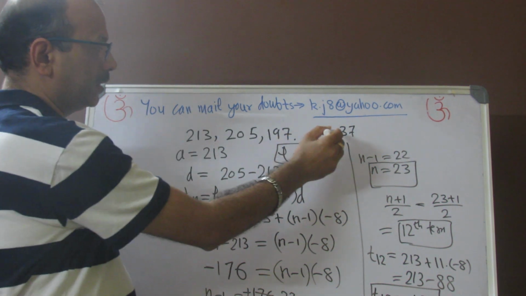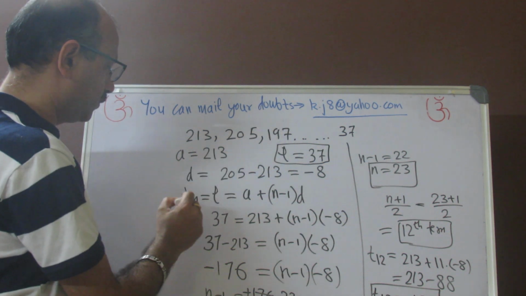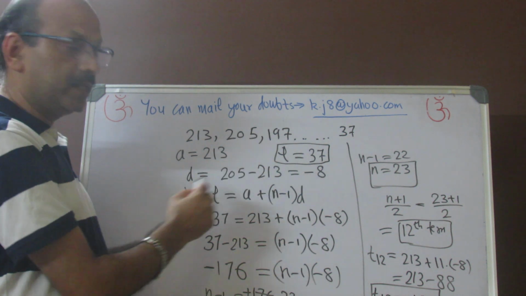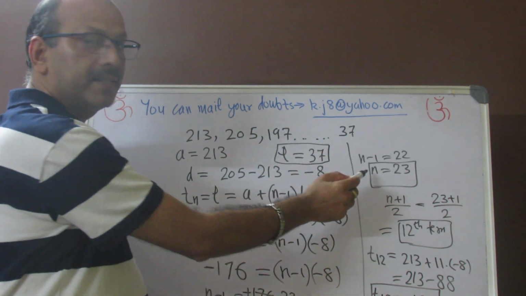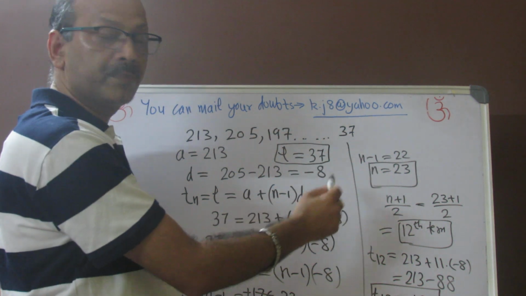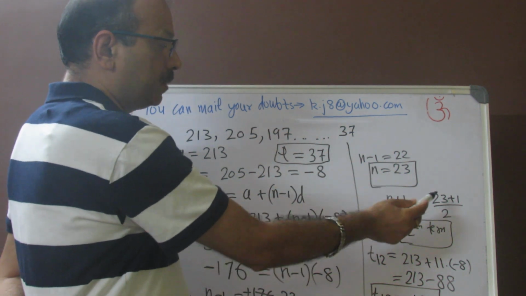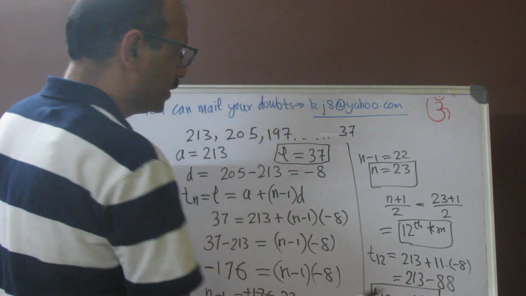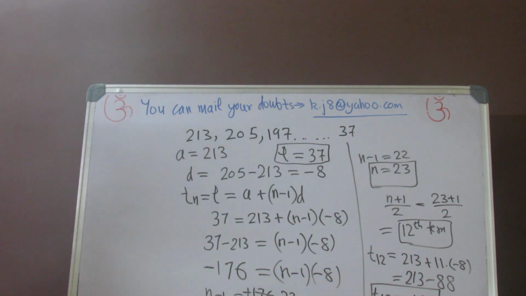The trick is, when the last term is given, we use the formula Tn equals A plus n minus 1 D and find out the number of terms. When we get the number of terms, mostly you will get an odd number. Then n plus 1 by 2 gives us the middlemost term, and then we just find that term using the formula.